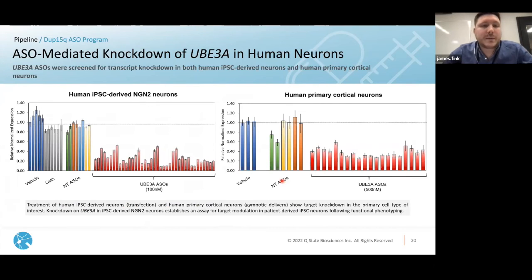It's important, if we're going to be able to screen these cells for phenotypes, that we can actually get our ASOs into these cell types and not just fibroblasts. So here we're showing data from iPS-derived NGN2 neurons treated with several of our ASOs, and we show that we can get something beyond 90% knockdown for some of those ASOs. And then even in human primate cortical neurons with gymnotic delivery, we get close to 80% knockdown in several of these.